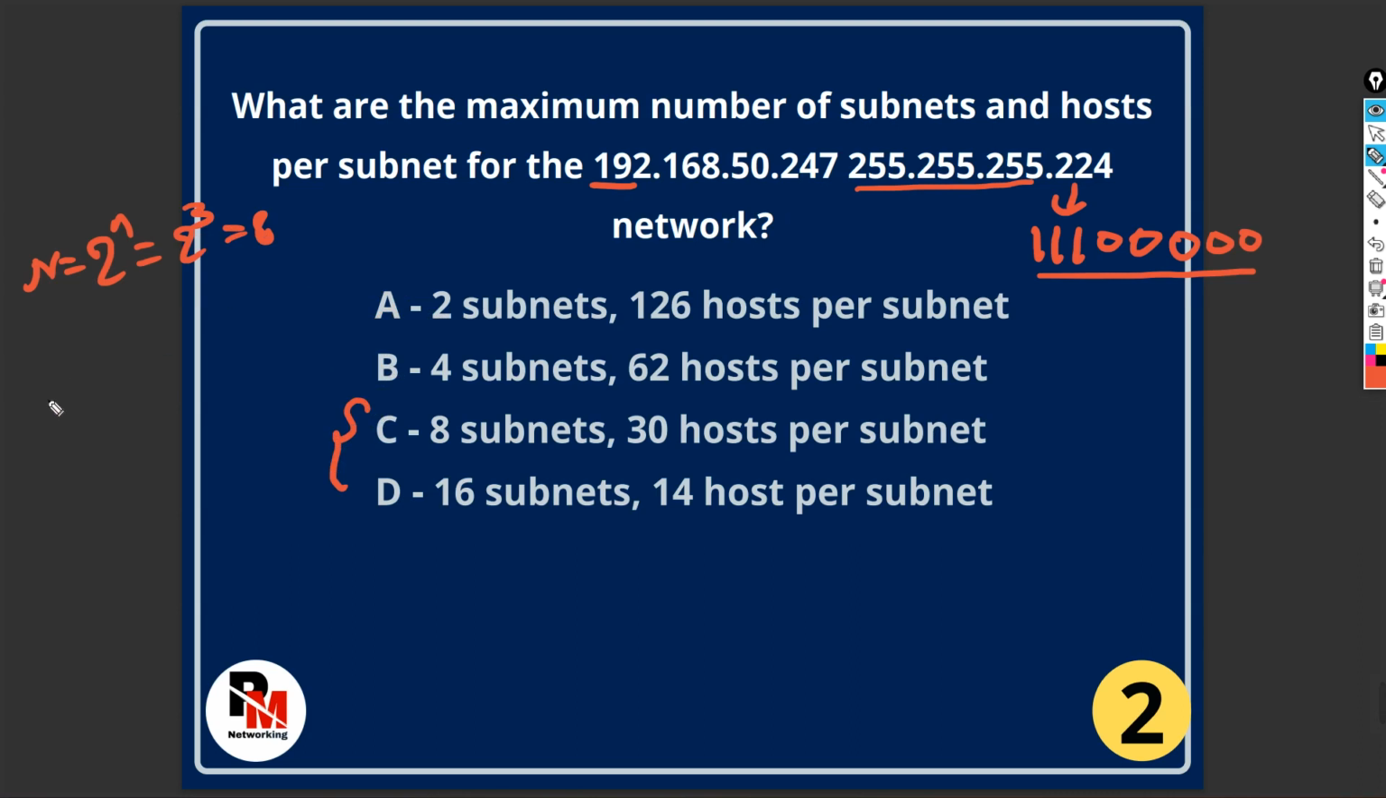So for that we need to find the valid hosts. Valid hosts is 2 to the power h minus 2. H is 1, 2, 3, 4, 5. So 2 to the power 5 minus 2. What value will you get? 32 minus 2, that will be 30. Means option C is right.